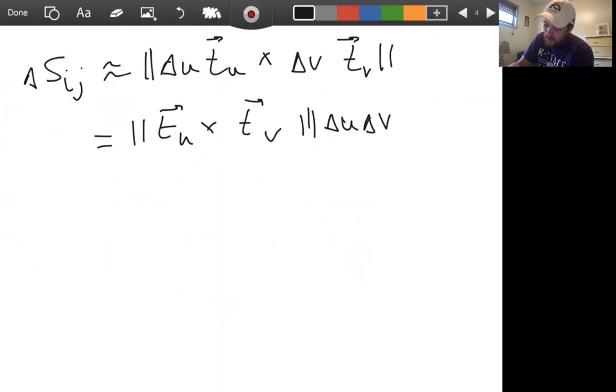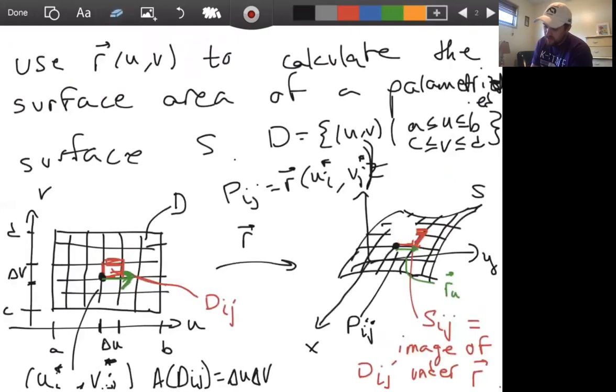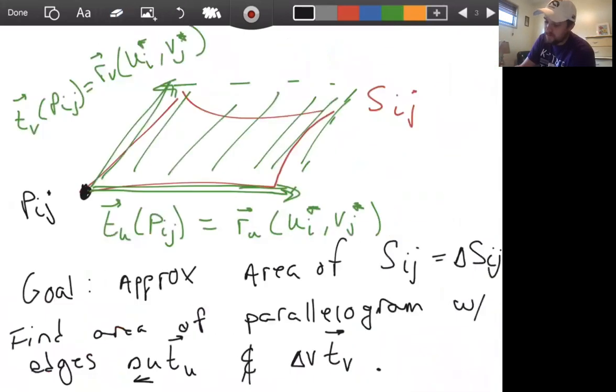And so by convention, we'll just pull those to the back there. Then what this means is, well, if the area of each of these little Sijs here is approximately the area of these parallelograms, well, then the area of the entire surface is approximately the area of all of these parallelograms summed up.